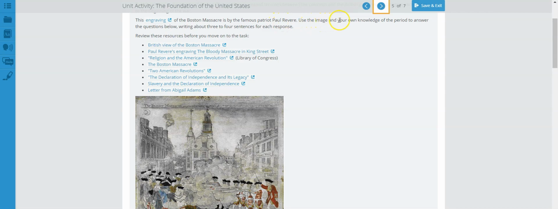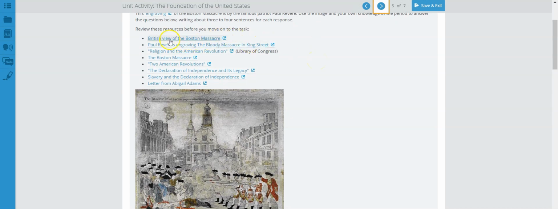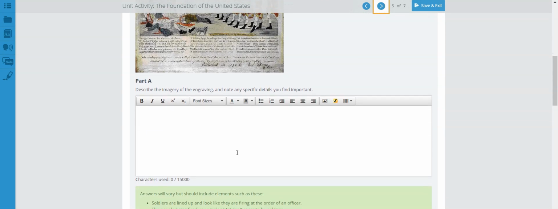Use the image and your own knowledge of the period to answer the questions below, writing about 3 to 4 sentences for each response. And by the way, I highly encourage you to look at all of these articles, these links here, as they all provide you with enough information to be successful while you're doing this activity. I know it takes time and some of you may be rushing through this, but taking time and doing a good job makes your work outstanding and your teacher will not return it. Let's move on.